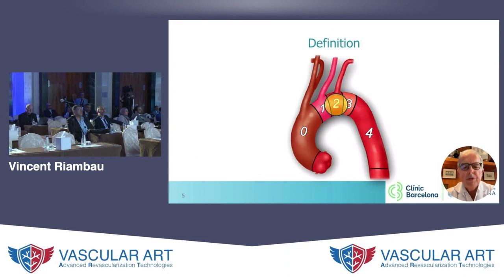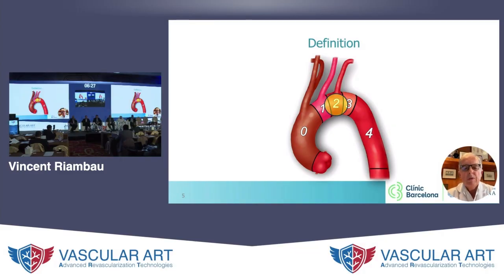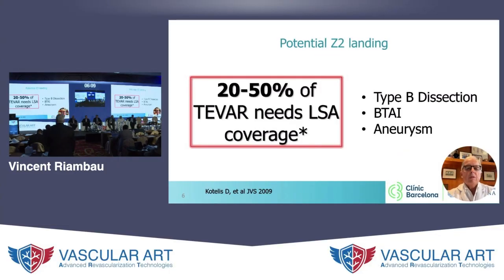If we remember the Ishimaru classification of the different zones of the aorta, zone 2 is the zone of the arch in front of the left subclavian artery, between the left carotid artery and just after the left subclavian artery. So more or less, depends on the series you are consulting, TEVAR needs the left subclavian coverage in about 20 to 50% of the cases.